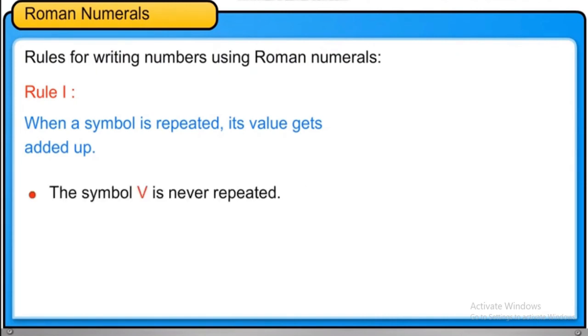Also remember that the symbol V for 5 is never repeated. Thus, you cannot write 15 as 3 V's.